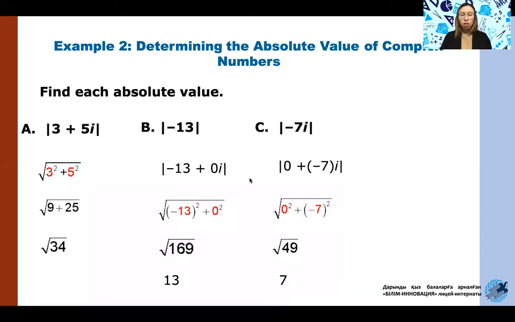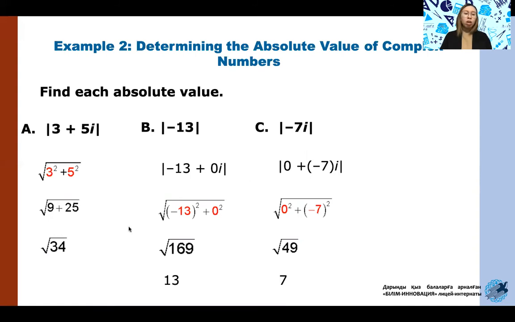Yes, second example, let's determine the absolute value for the complex numbers. Let's find each absolute value. First of all, I have a: modulus of 3 plus 5i, b: we have minus 13, and c: I have minus 7i.